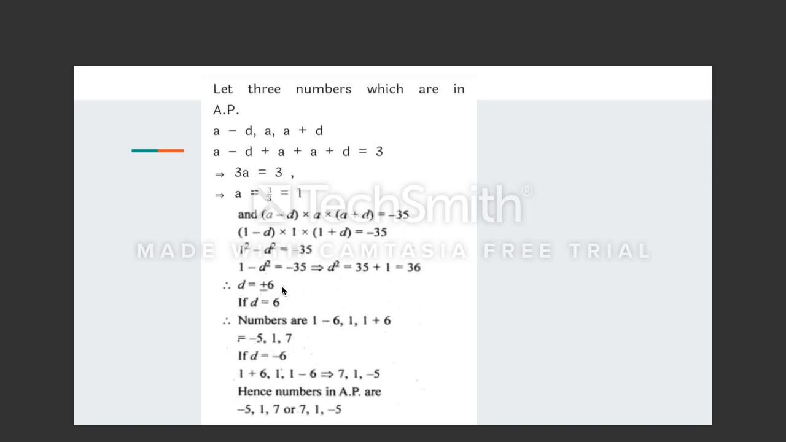Also D can be minus 6. So take that common difference as minus 6. Okay. D value can be any. It can be positive, it can be negative. Okay. So D is minus 6 when we are assuming.